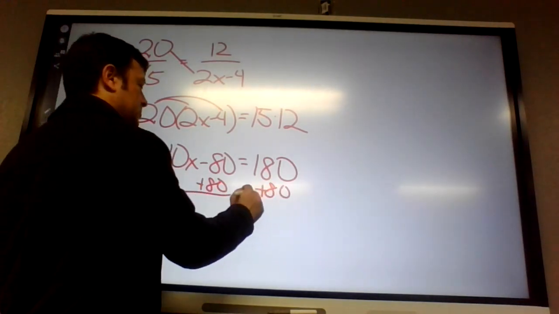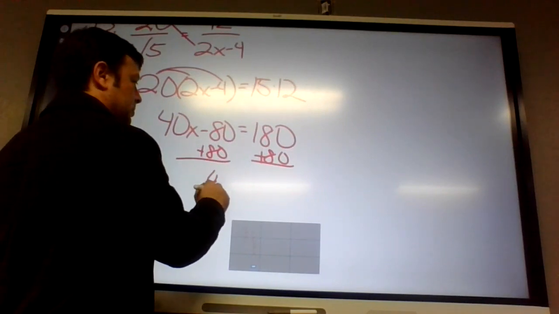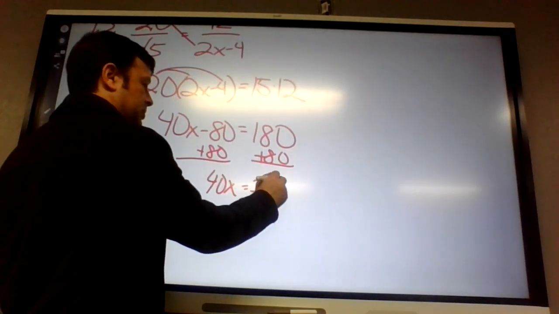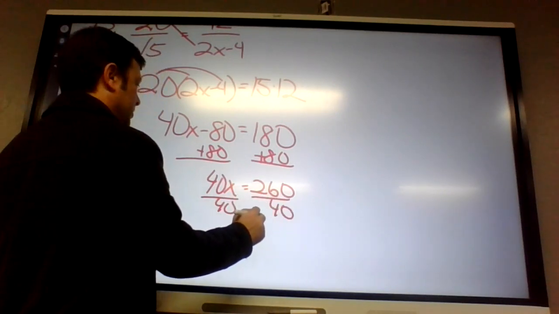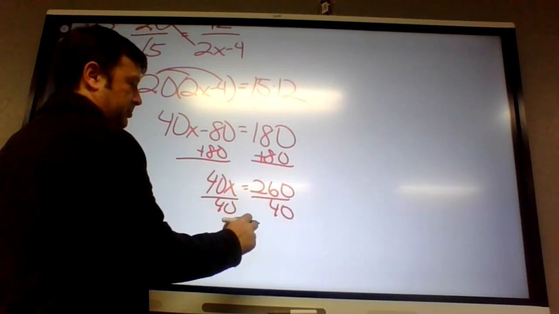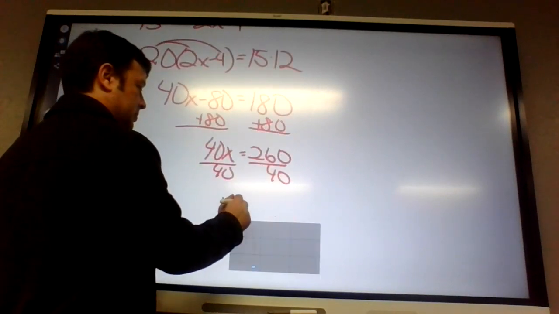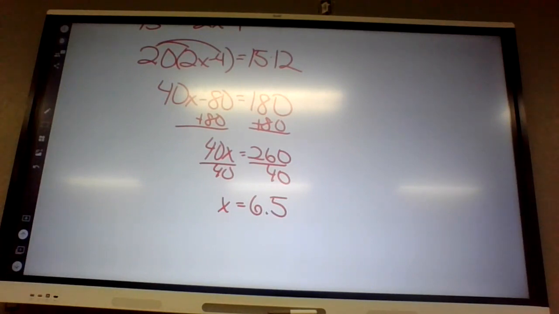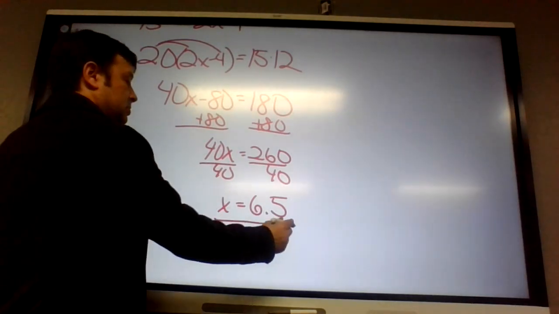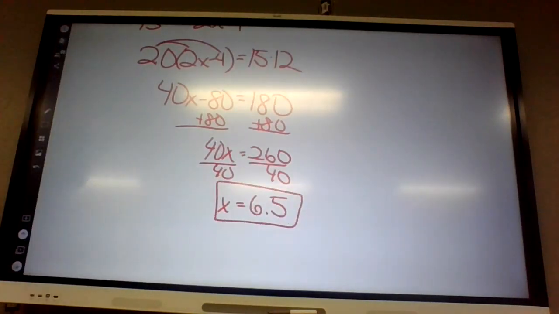Kind of the decimal. What'd you get? 2.5. Wait, that's not right. It's 6.5, right? Yeah.